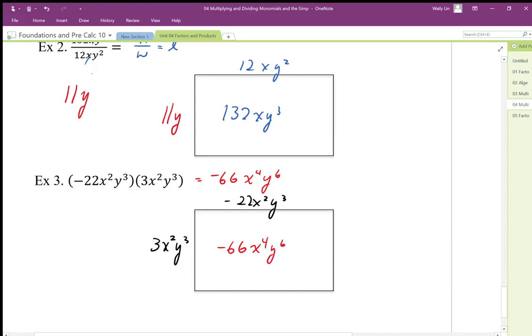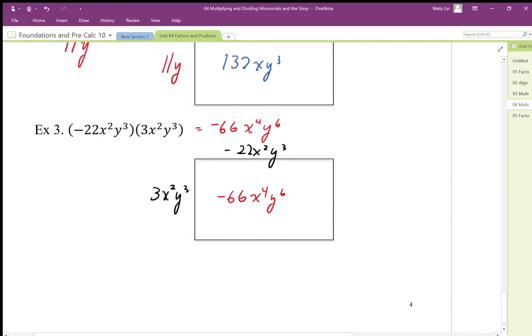And again, if we were to show all 22 pieces this way, all 3 pieces horizontally, we can show 66 individual pieces in here. But again, we want to start simplifying things and compressing some of our work so that we can do it more efficiently. And so we can use this simplified area model to give us negative 66x to the 4, y to the 6, and we can just represent it as one piece.